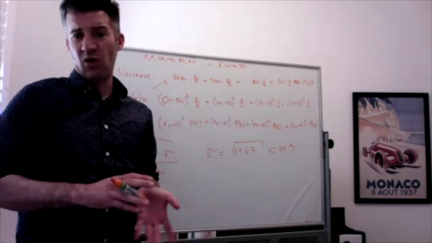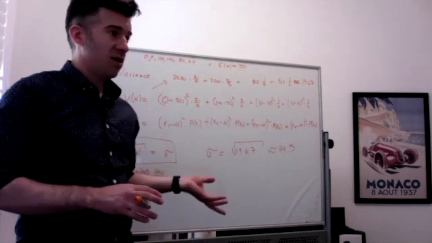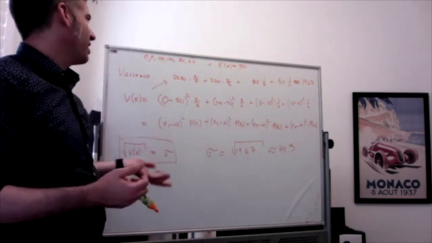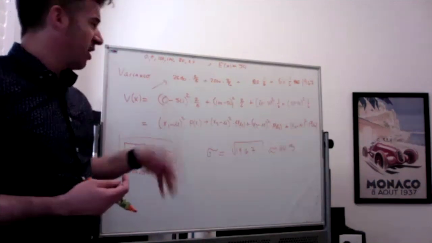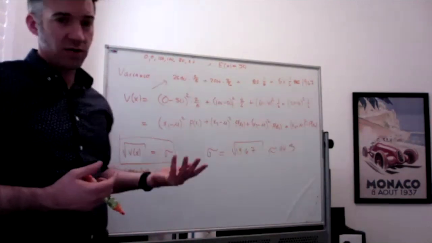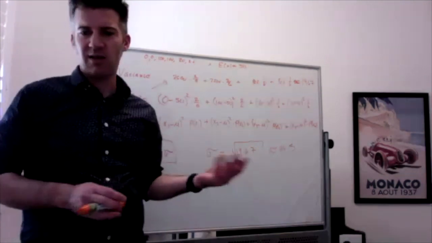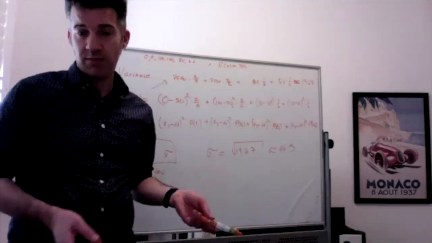That doesn't really say a whole lot, right? Because some of them are, well, I mean, it kind of says something. Some of them are 50 away from the mean, some of them are 30 away from the mean. I guess that says something semi-meaningful.